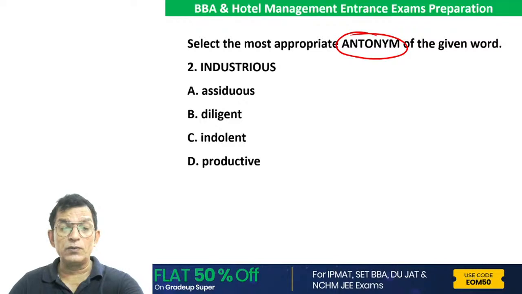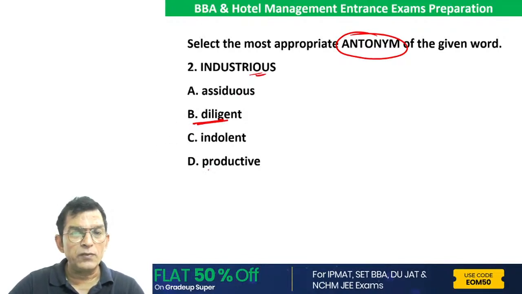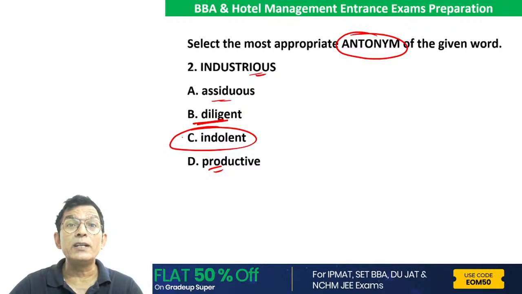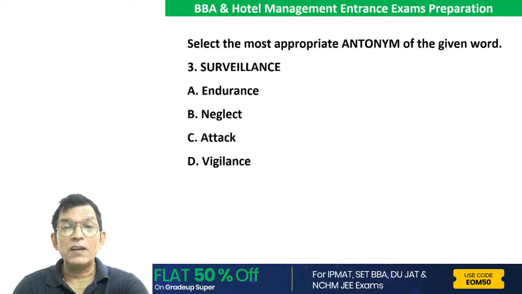At least tell me some of the words you know cannot be the answer, because we want the antonym. Industrious is hardworking. Diligent is also hardworking. Productive is also hardworking. So there are two words, assiduous and indolent. Assiduous also means hardworking. Therefore, the word is indolent. Indolent is lethargic. Then doleful means sorrowful. So indolent.